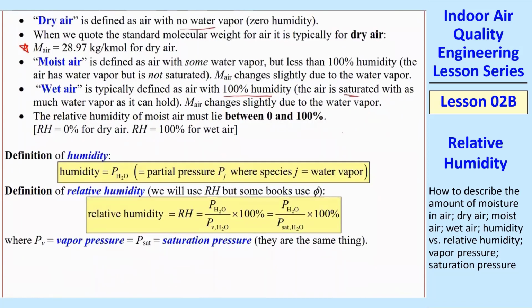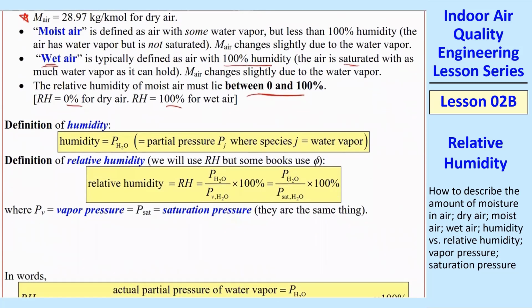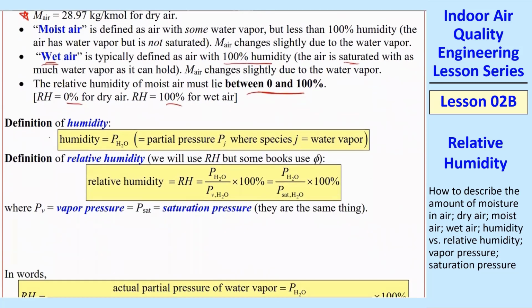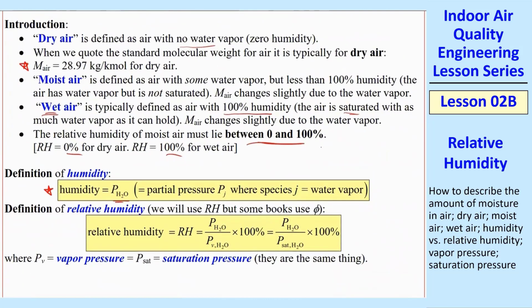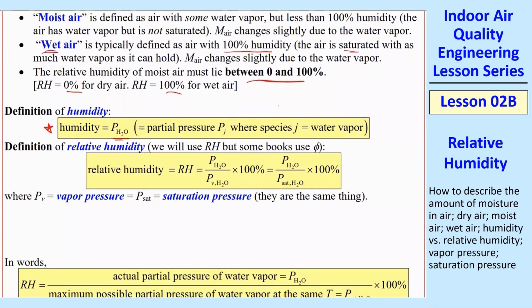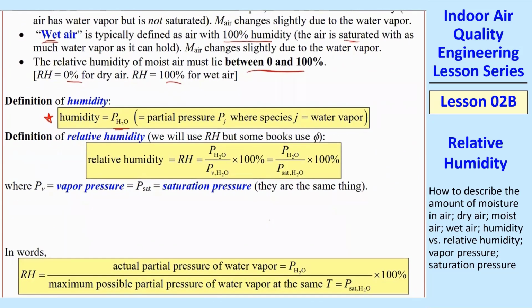The relative humidity is a ratio that has to lie between 0 and 100%. 0 for dry air, 100 for wet air, what we're calling wet or maximum wet air. So here's the formal definition of humidity. Humidity is, and we'll call this just the partial pressure, so I'm going to use H2O. Unless I'm lazy, sometimes I'll just put J, but we're talking about the water here, water vapor, which is an ideal gas. So humidity is the partial pressure of the H2O, where species J is the water.